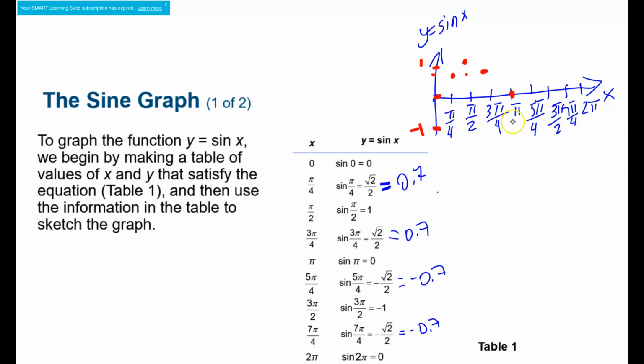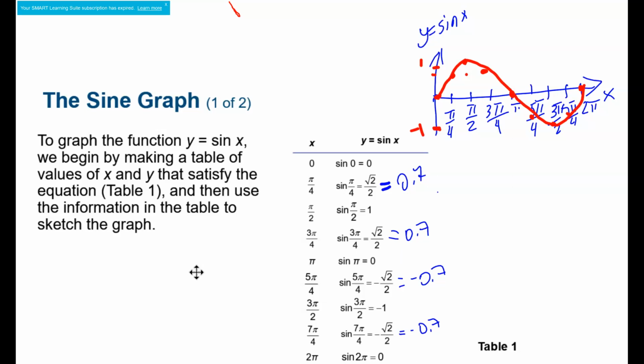Negative 0.7 will be somewhere right here. And then 5 pi over 4, negative 0.7. 3 pi over 2 is negative 1. 7 pi over 4 is negative 0.7. 2 pi is 0. So now we're going to connect these points with a nice wavy line. And here is our graph of a sine function.